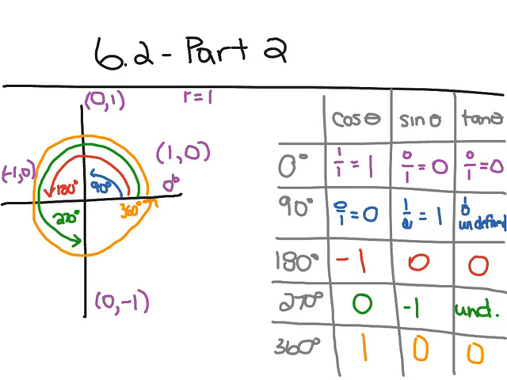So you can find all of your values for cos theta, sine theta, and tan theta for your 90, 180, 270, and 360 degrees really easy. Also, if you type it in your calculator, all of them will work except for the tan of 90 and the tan of 270, because those are our undefined values.